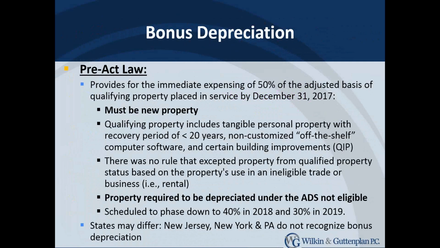The important thing to note with bonus is that previously it applied to only new properties. So if you purchased an existing property that had an allocation to FF&E, that did not qualify for bonus because you were not the first user of that category of property. Bonus was scheduled to phase out and reduce to 40% in 18 and 30% in 19. You should note that most states in the New Jersey, New York, PA area do not recognize bonus. This is just a federal deduction.